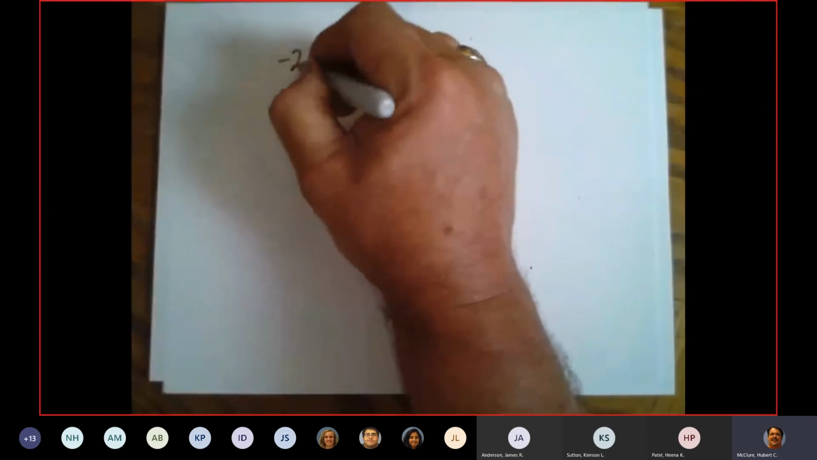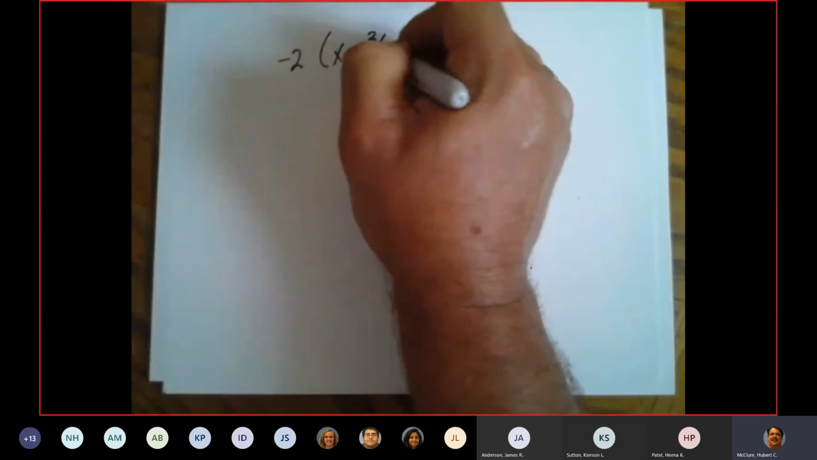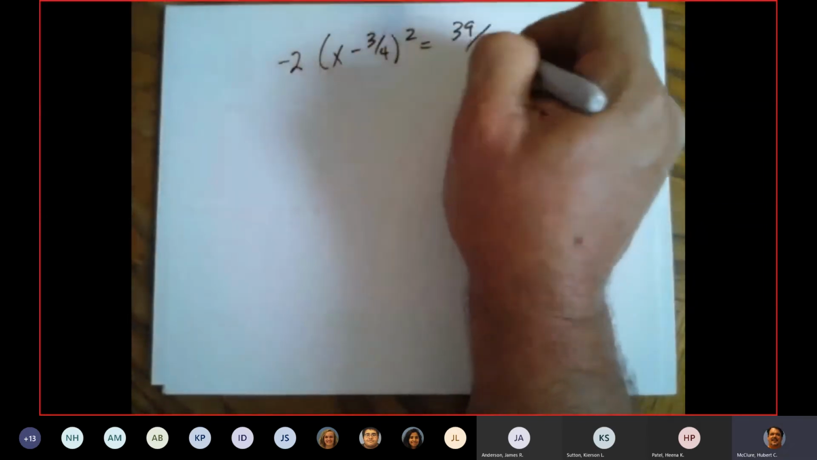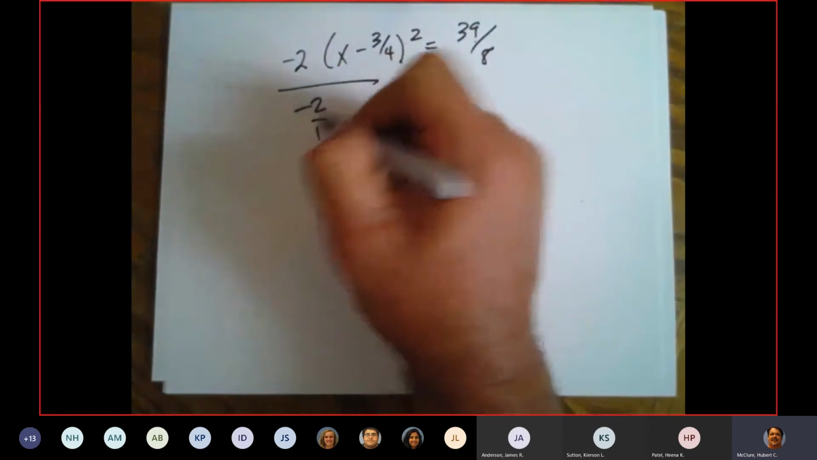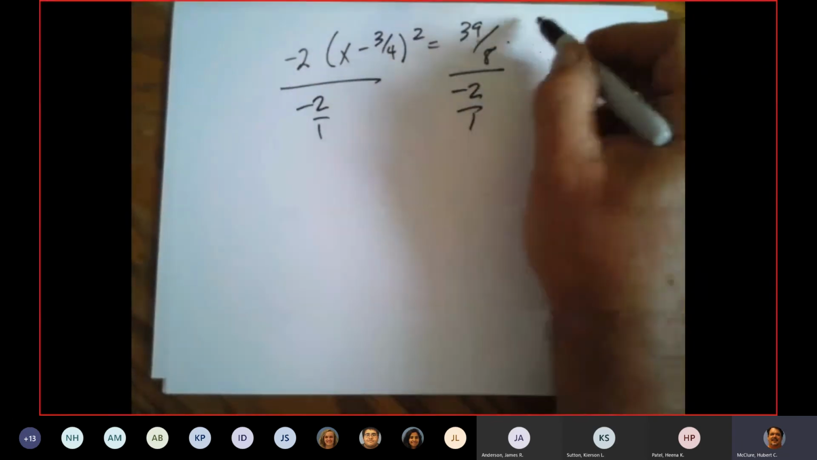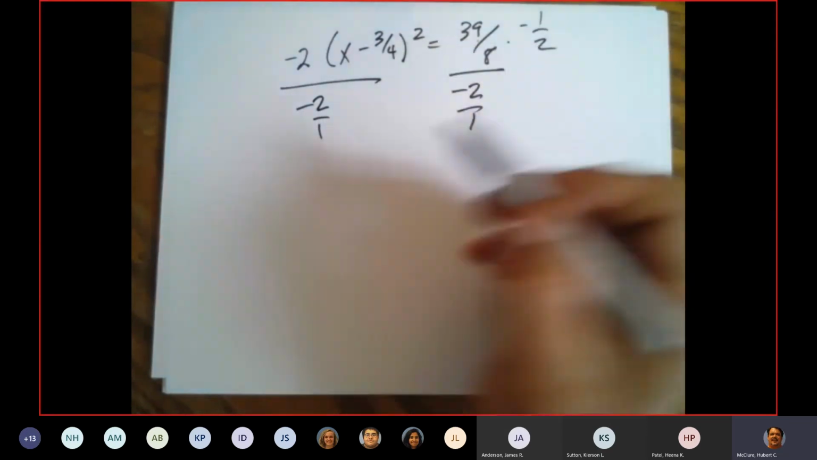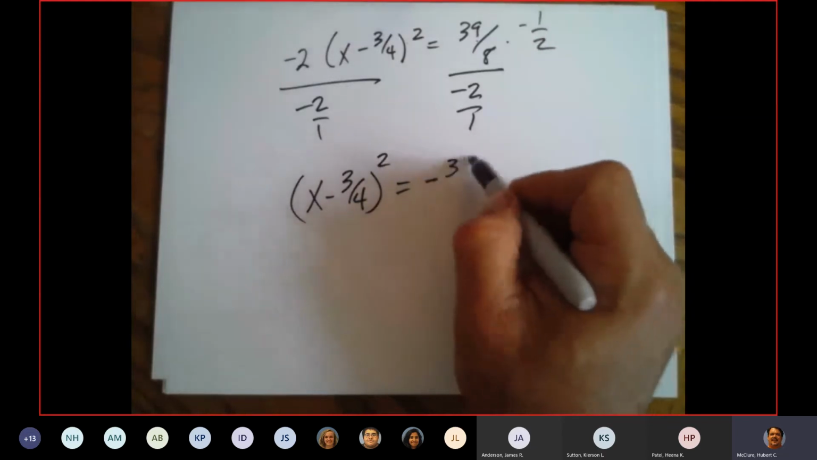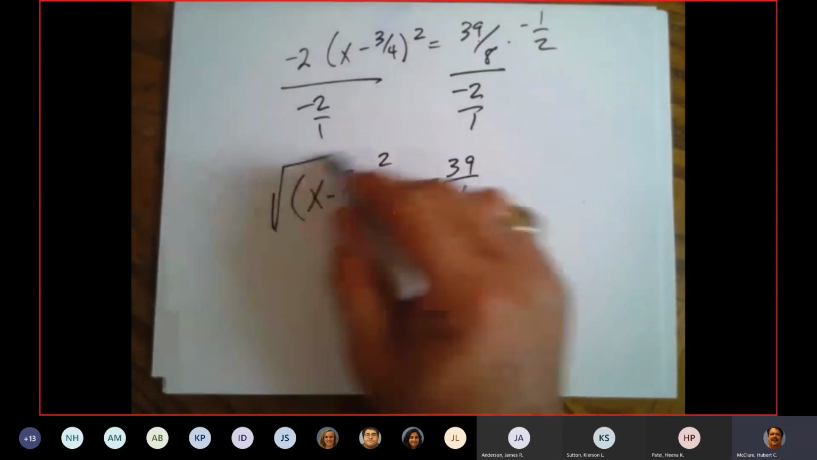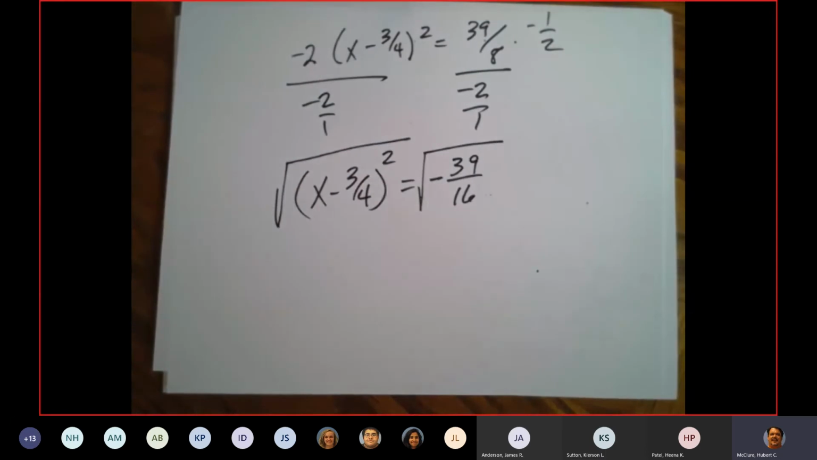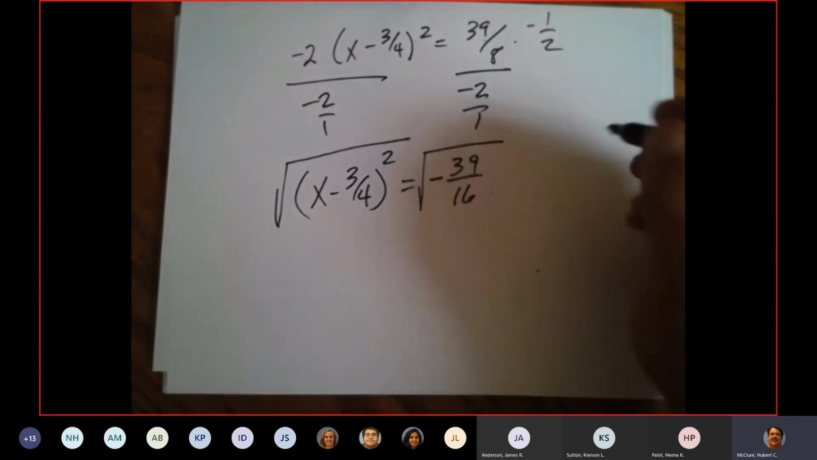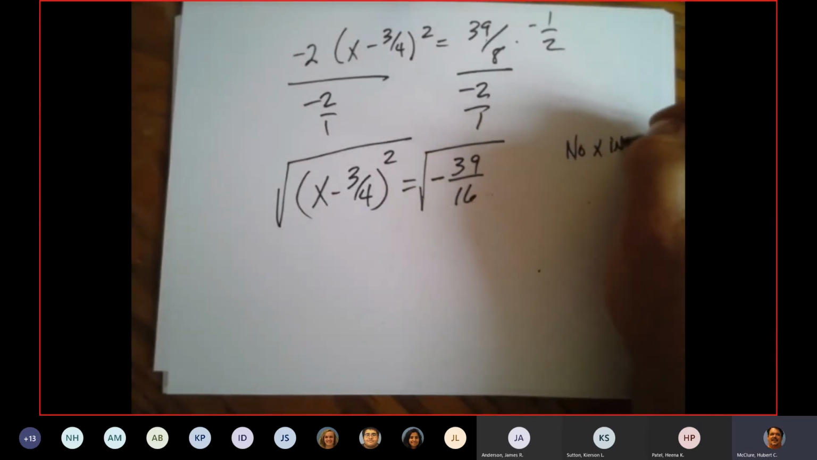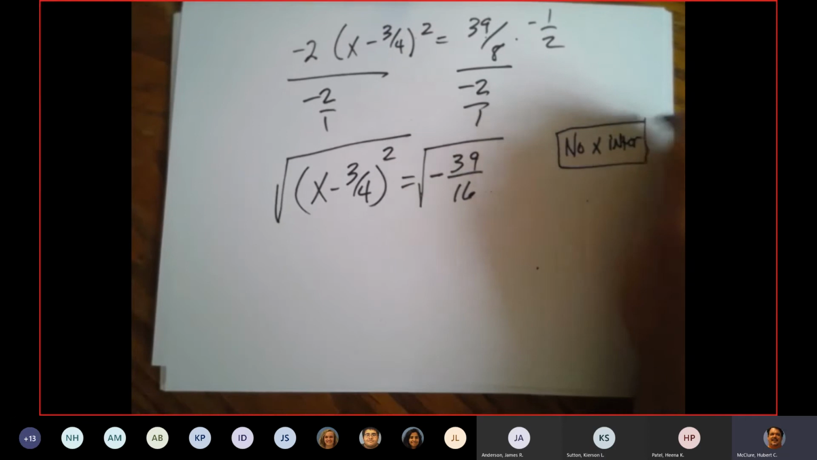So now we've got negative 2 times x minus 3/4 quantity squared is equal to 39 over 8. Divide by negative 2 over 1, which means you're going to multiply by negative 1 over 2, which is x minus 3/4 quantity squared is equal to negative 39/16. And what's wrong with that answer? You can't take the square root of what? Negative. You can't take the square root of a negative. I got a negative discriminant, which means no x-intercept. So that means I've got to get it in terms of i.